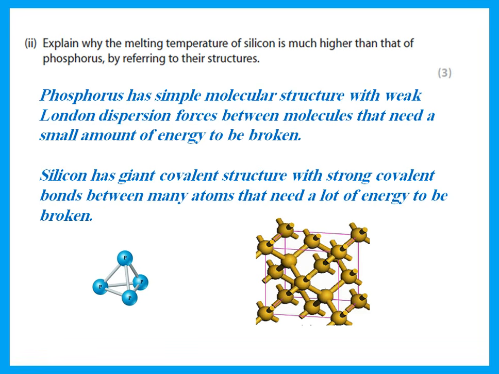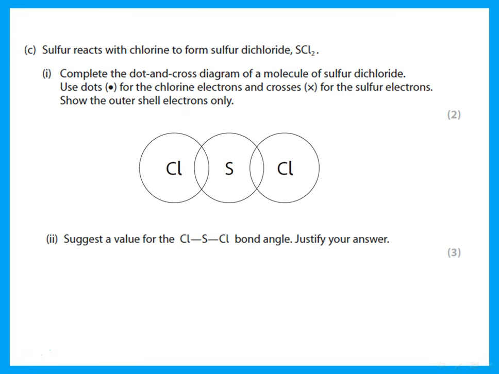Remember that the phosphorus molecule is P4, but we're not talking about the covalent bonds in the middle. We're talking about the interaction between this molecule and another molecule, so this will be only weak London dispersion forces.